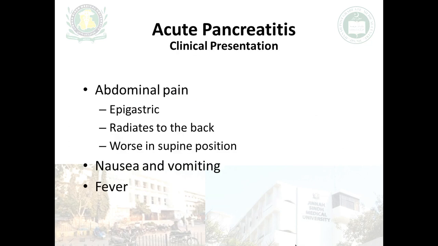So how does a patient with acute pancreatitis clinically present? The typical presentation is abdominal pain, nausea, vomiting and fever. What are the characteristics of the abdominal pain? Patients typically have epigastric pain. This epigastric pain radiates to the back of the patient. It worsens when the patient is in the supine position. So most of the patients with acute pancreatitis try to sit and lean forward to improve their pain. Because of the inflammation, they can develop fever.